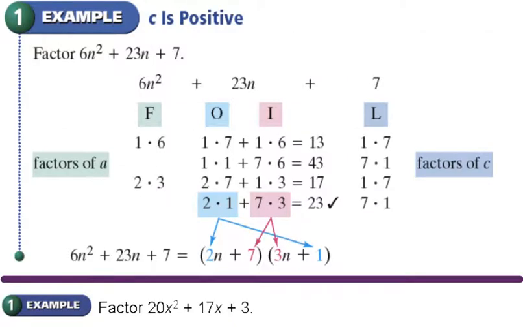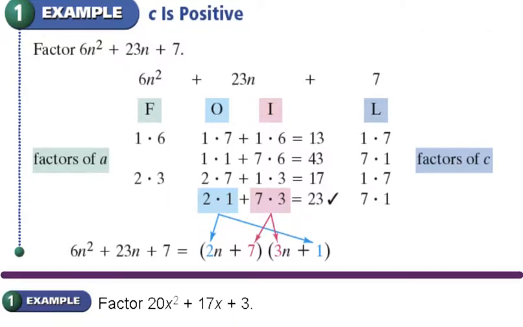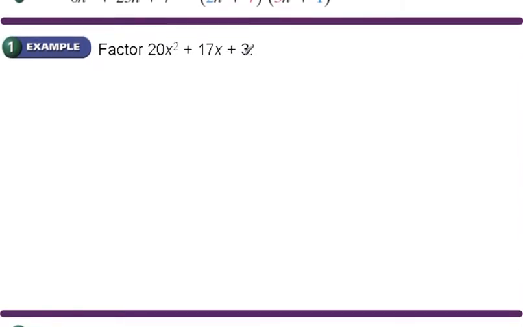Okay, now looking at if C is positive, if the last term is positive. What you have to do with these is you can do one of two things. I'm going to show you both methods. This one is going to be factoring by grouping, and then I'll do the other one.